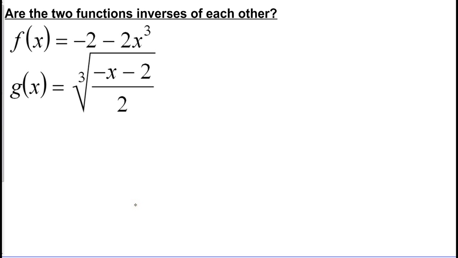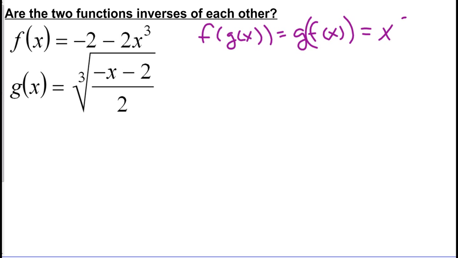All right, one more to figure out if these two are inverses of each other. I thought I'd do one with radicals, or taking the cube root in this case, but that's kind of the same diff. You guys seem to have trouble with the fractions, and you seem to have trouble with anything that has radicals in it. So again, looking for f of g of x to equal g of f of x to equal x. Is that what's happening here?